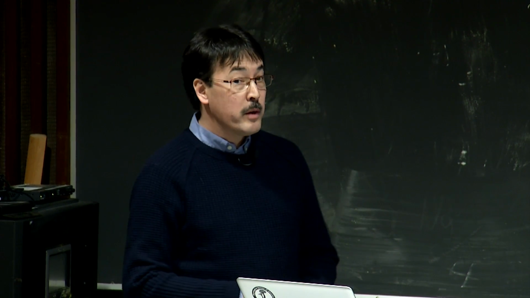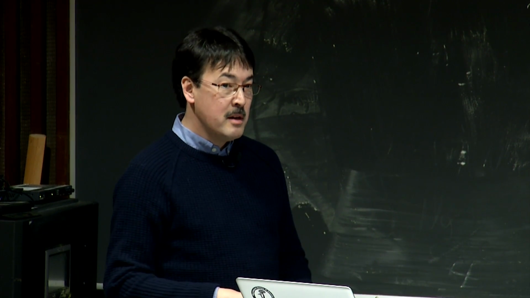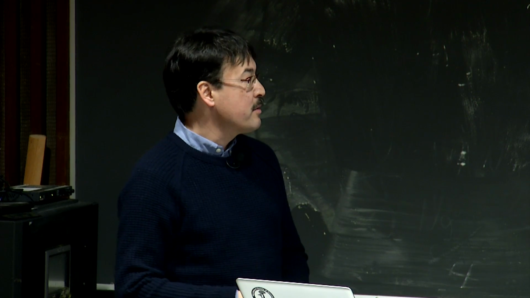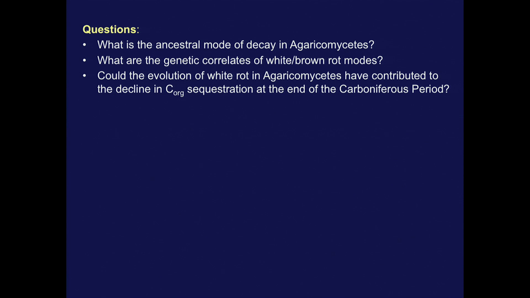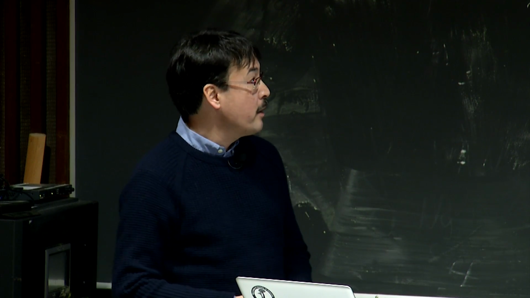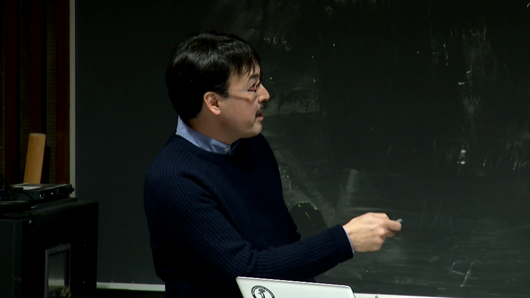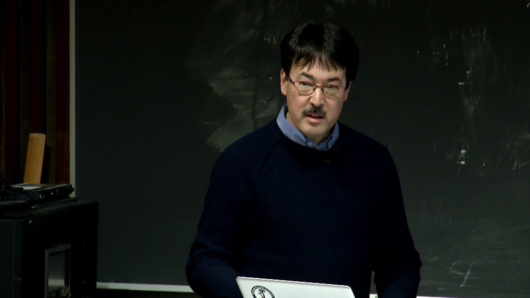So for this first part, answers to these questions: what's the ancestral mode of decay in agaricomycetes? We think probably white rot, but with some caveats because of sampling, which I'll get to later, but probably white rot. Genetic correlates of the white rot, brown rot modes: expansions of class 2 peroxidases and other decay-related oxidoreductases in white rot, and crashes in all of those gene families in brown rot, and also in mycorrhizal things. And so could the evolution of white rot in agaricomycetes have contributed to this decline in carbon sequestration? I think this is plausible.